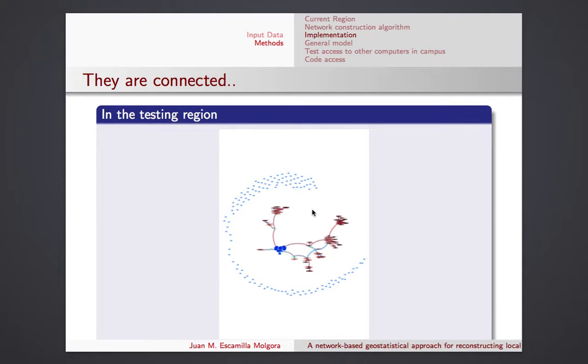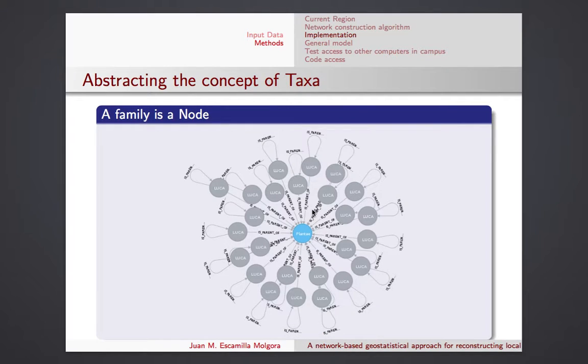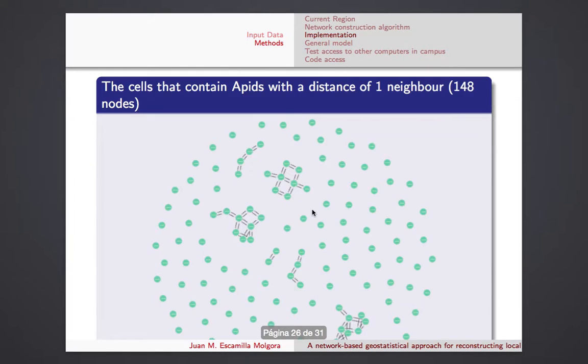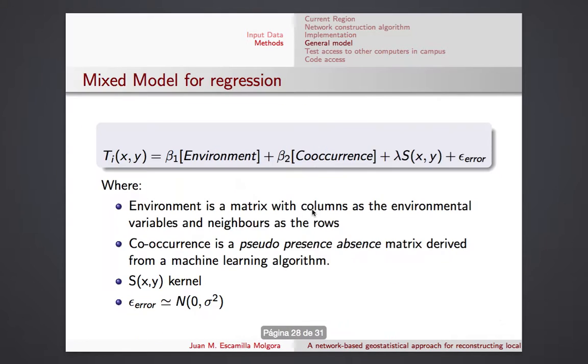Well, I don't have time for explaining more. I could be very happy to, but you can see the other presentation on the YouTube channel. This would be the statistical model, spatial, with environment and the co-occurrence, which are the other taxa. This would be the nodes of the tree, the other taxa, and a kernel function which would account for the spatial autocorrelation.